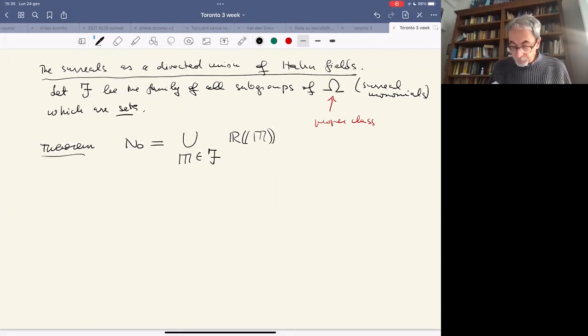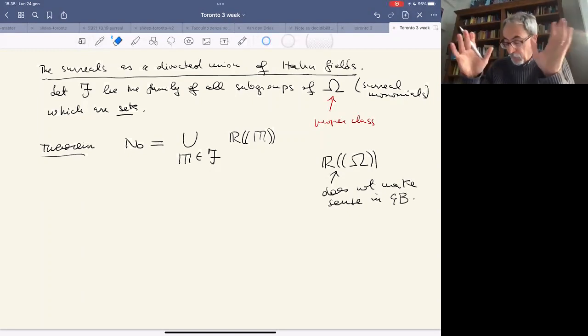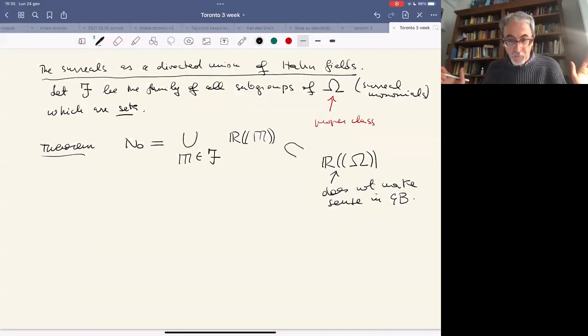In particular, this object doesn't really make sense in Gödel-Bernays set theory. You can define it in some way, but then it's not going to be equal. If it makes sense, it is bigger, no?